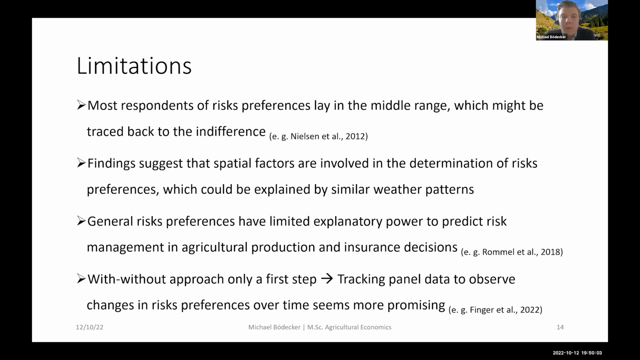And also we know that general risk preferences, as measured in the Life in Kyrgyzstan survey, might have limited explanatory power to predict risk management in agricultural production and insurance decisions. And this is just a with-and-without approach, which I used in my master thesis. I only used the survey wave of 2016 because the lottery game situation was only asked in this survey wave, so unfortunately I could not use the panel data approach of the recent years. So maybe tracking panel data to observe changes in risk preferences over time might be more promising, but the findings are very intuitive and might be a first step.